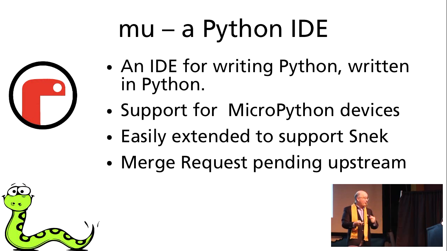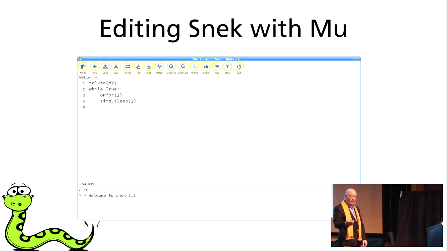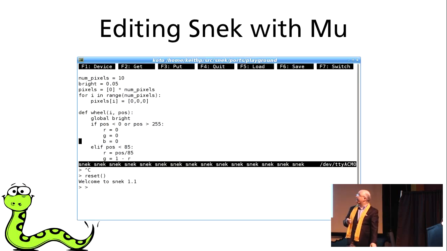I have a merge request pending for the Snek support for this. So if they take this merge request, you'll be able to plug in a device running Snek, and you get all the Snek language support built into this editor. So when you edit code with Mu, it looks like Mu, and it's got the code in it. One of the nice things about Mu is it has the REPL down at the bottom, so you can just mouse down to the bottom, click, and start REPLing to your heart's content.